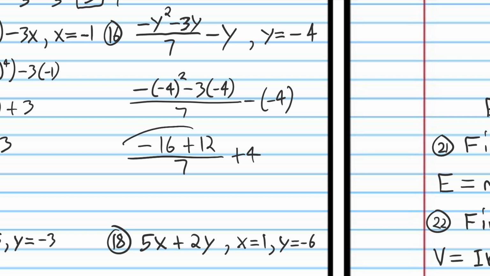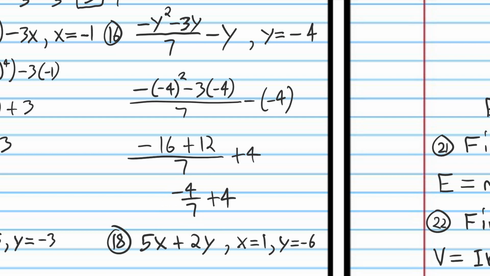And remember, we have to simplify the numerator of the fraction before we can consider dividing by 7. -16 plus 12 is -4. So we're going to get a proper fraction, which means we're not really going to divide 4 by 7 unless you want to get a repeating decimal.